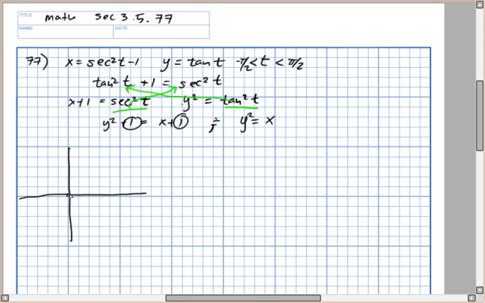At y is equal to 0, you get 0. At y is equal to 1, you get 1. Y is equal to negative 1, you get 1. Y is equal to 2, you get x is equal to 4, and y is equal to negative 2. You get the same idea.